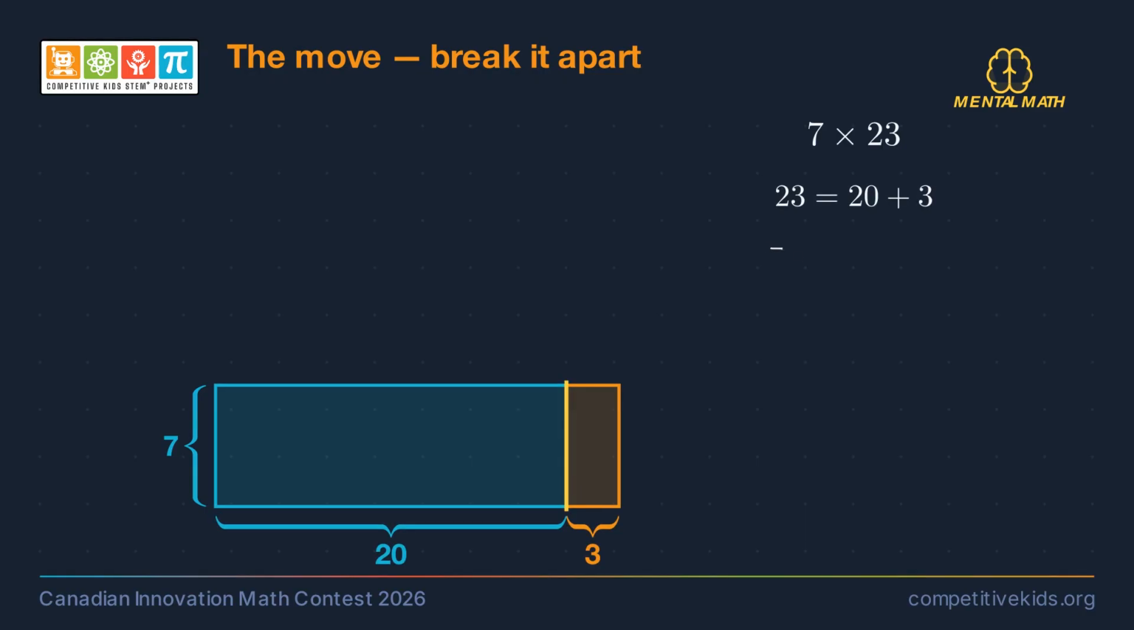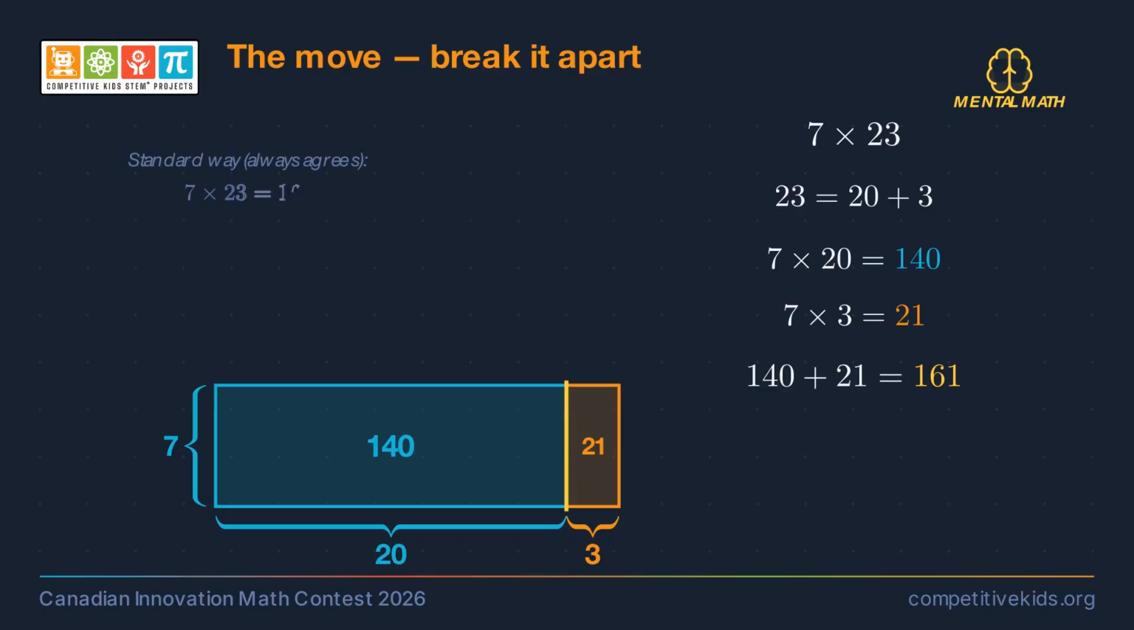The big slab is 7 times 20. That is 140. The thin strip is 7 times 3. That is 21. Now add the two slices back. 140 plus 21. And the standard way agrees. Same area. 2 easy steps instead of 1 hard one.